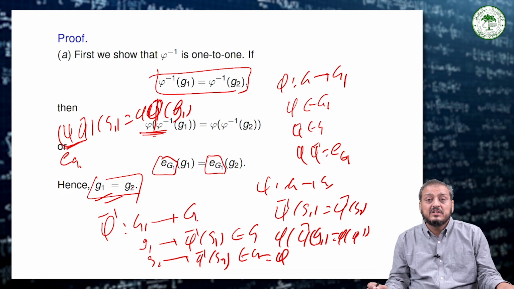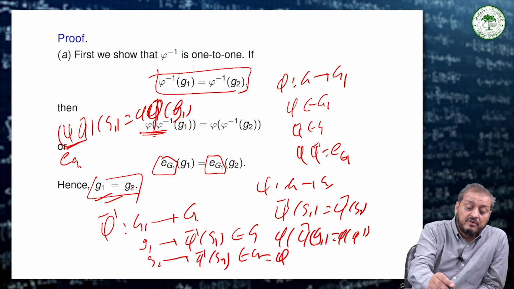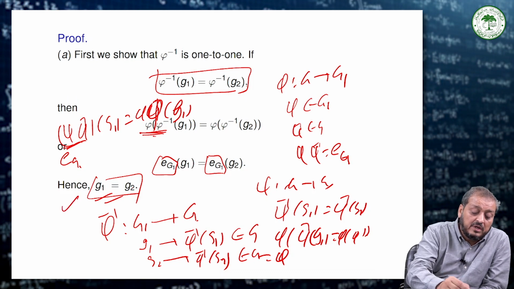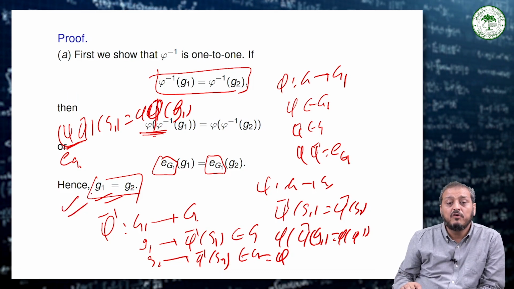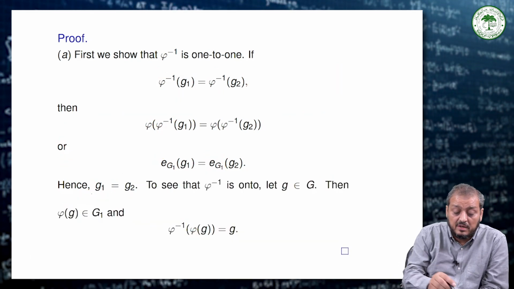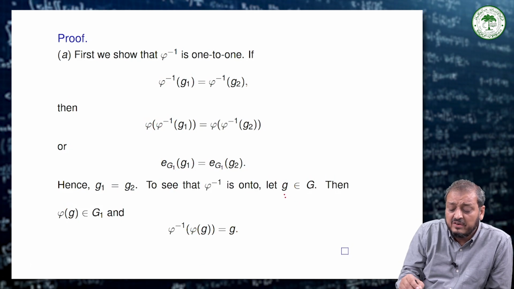So, clearly we can say that if phi inverse is one-one, then first we show that phi inverse is clearly one-one. Now, we have to show that this phi inverse is onto. So, we have to show that clearly phi inverse is onto.